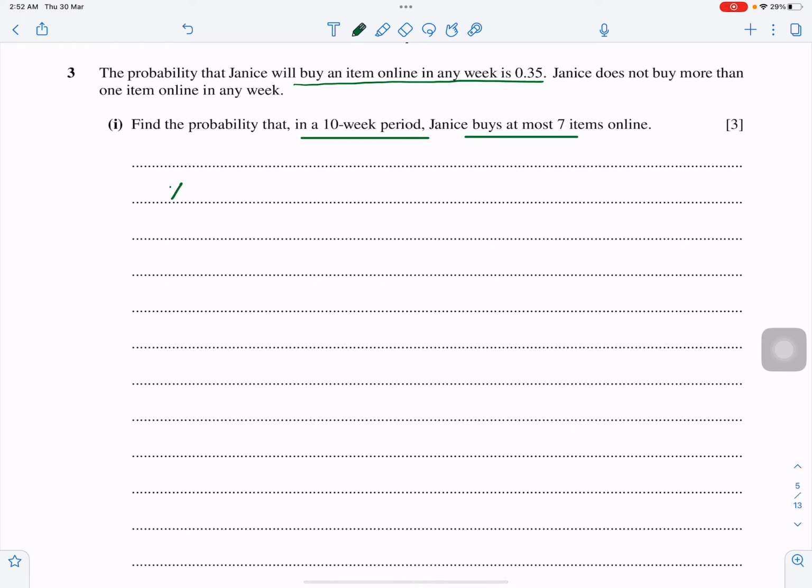So let X represent the items bought online. According to binomial distribution, it will be B(10, 0.35). Right? You know, in binomial distribution it is n, p. n is the number of trials and p is the probability of success. And the question is that you have to find the probability that X is less than or equal to 7. This is your question.